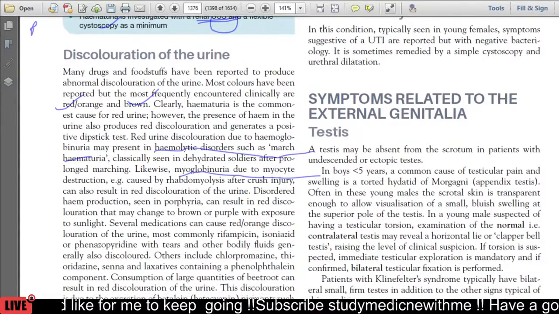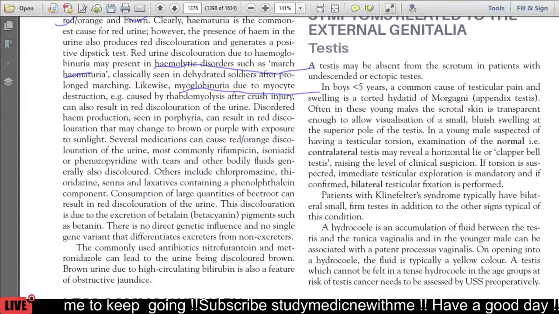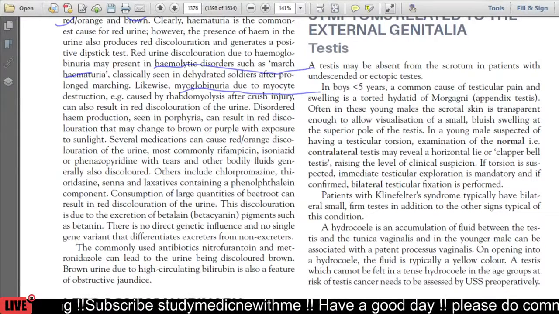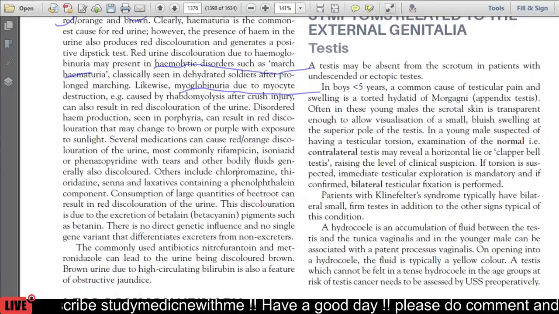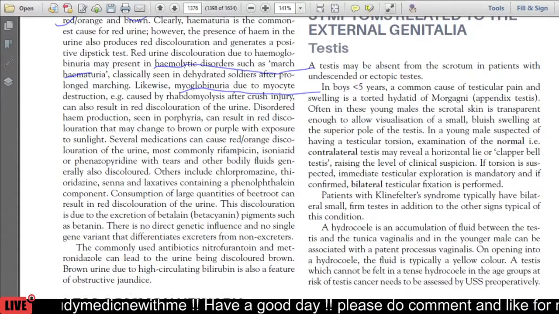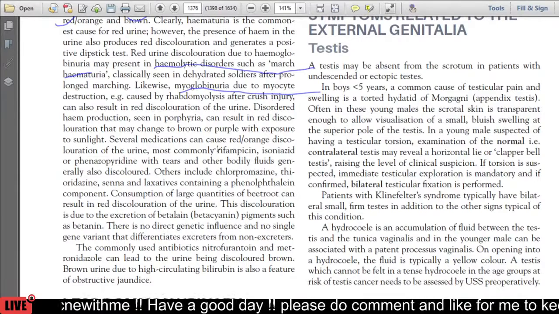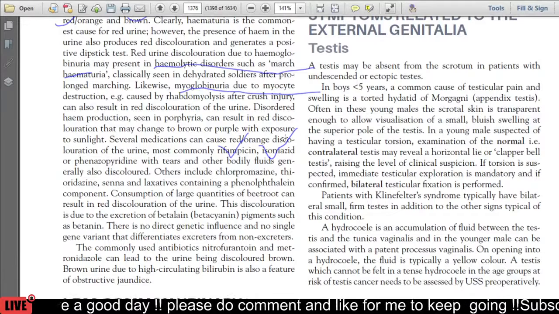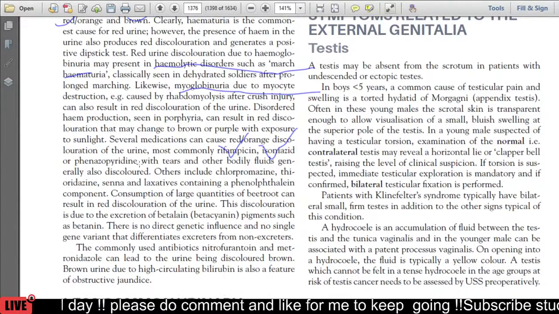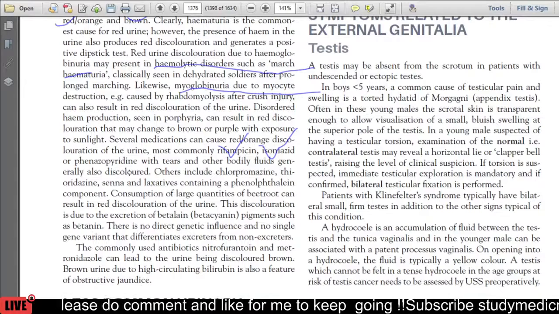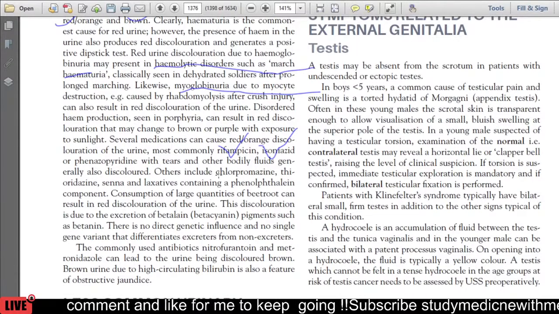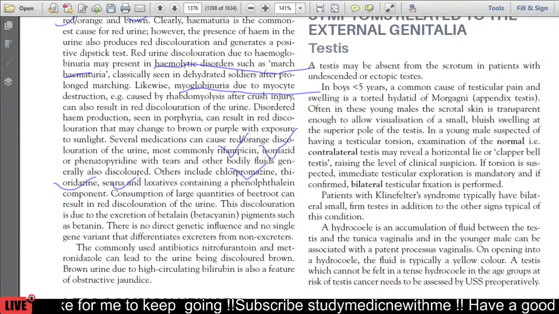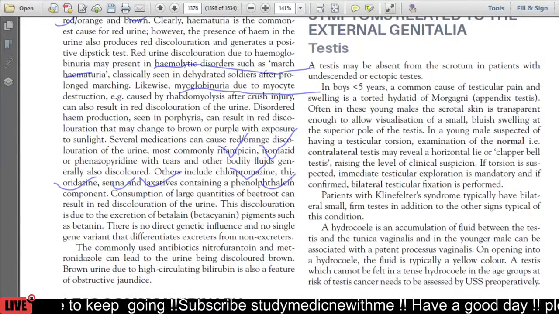Medication can cause red or orange discoloration of the urine, most commonly rifampicin. So it is rifampicin and isoniazid. Rifampicin causes tears and other body fluids to be discolored. Others include chlorpromazine, thioridazine, senna, and laxatives containing a phenolphthalein component.